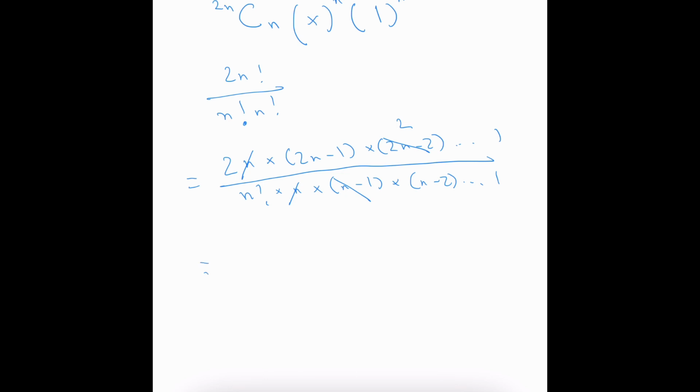So we can say that this expression is (2n minus 1) into (2n minus 3) into (2n minus 5) and so on, into 2 to the power n, upon n factorial, and x to power n. Hence, we have proved this.